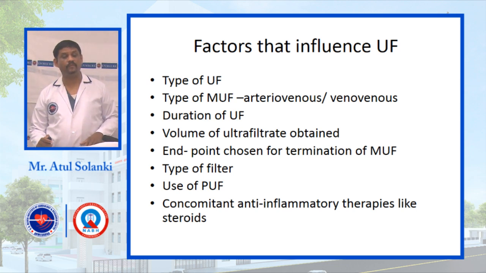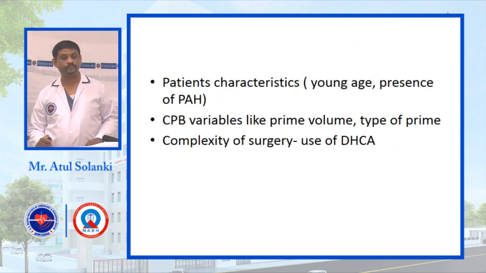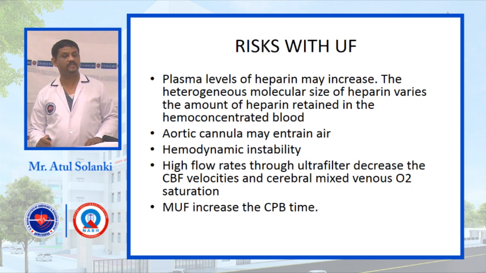The factors that influence ultrafiltration are the type of ultrafiltration, type of modified ultrafiltration, duration of ultrafiltration, volume of ultrafiltrate obtained, endpoint chosen for intermediate ultrafiltration, type of filter that we are using, use of pre-ultrafiltration, concomitant anti-inflammatory therapies like steroids, patient characteristics, that is young patients and presence of pulmonary artery hypertension, CPB variables like prime volume and types of prime, and complexity of surgery used for deep hypothermic circulatory arrest.